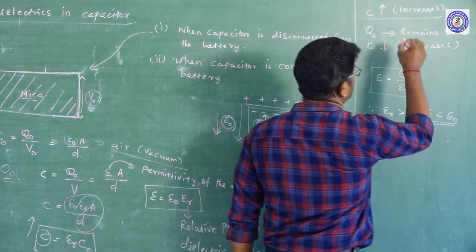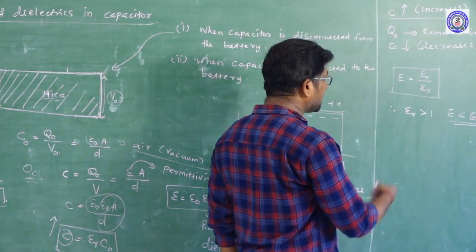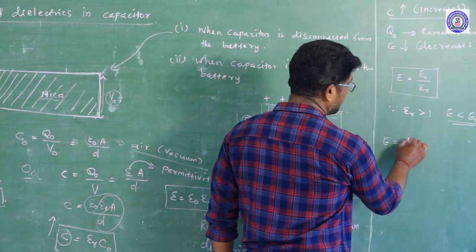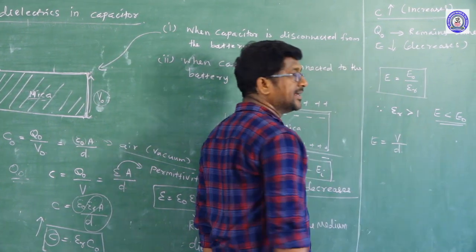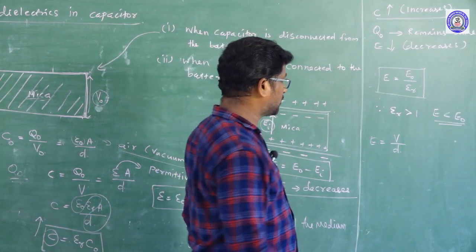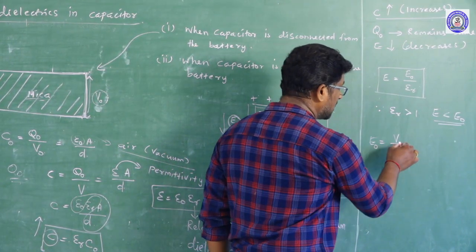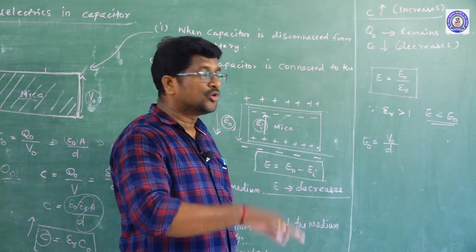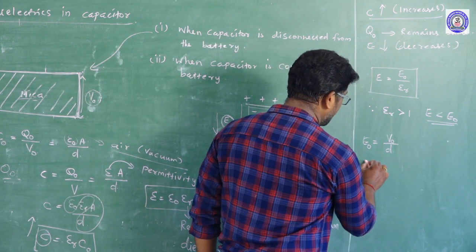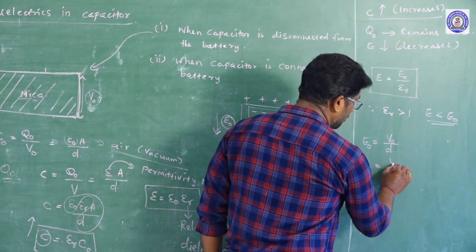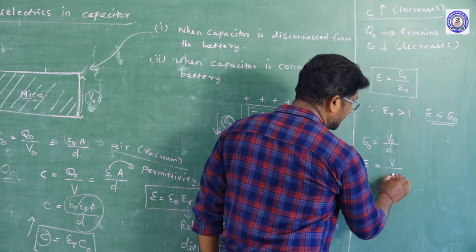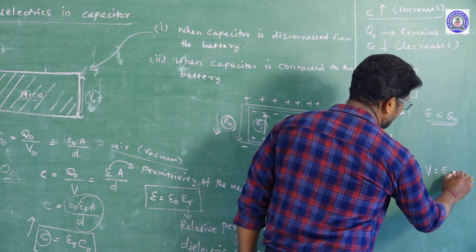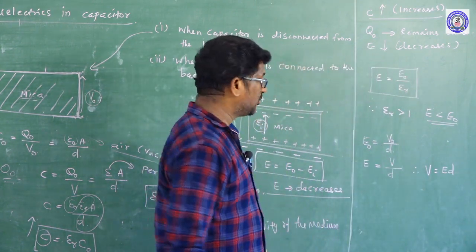Electric field decreases, right. And next, we know the relationship between electric field and electric potential, that is E is equal to V divided by D. Before dielectric material is introduced, the electric field is E naught and the potential difference between the plates of the capacitor is V naught. After introducing the dielectric material, the electric field is E and the potential difference is V, and the distance between the plates is D. Therefore, V is equal to E into D.